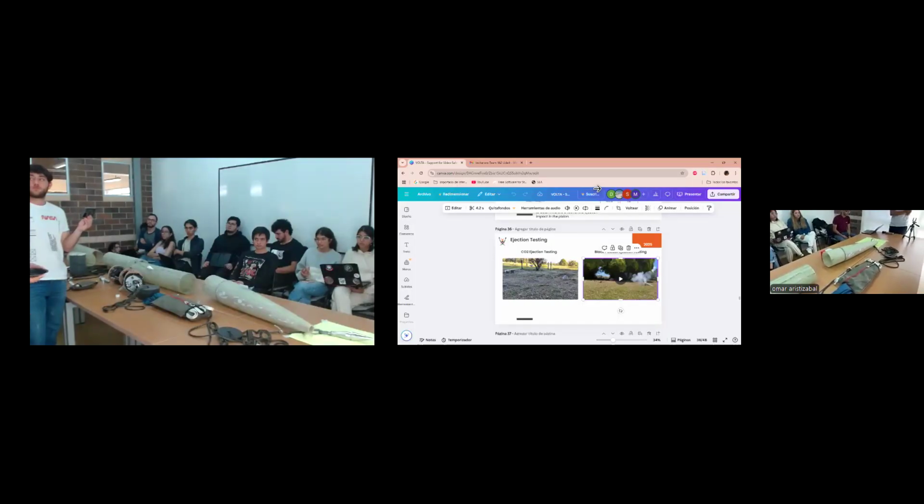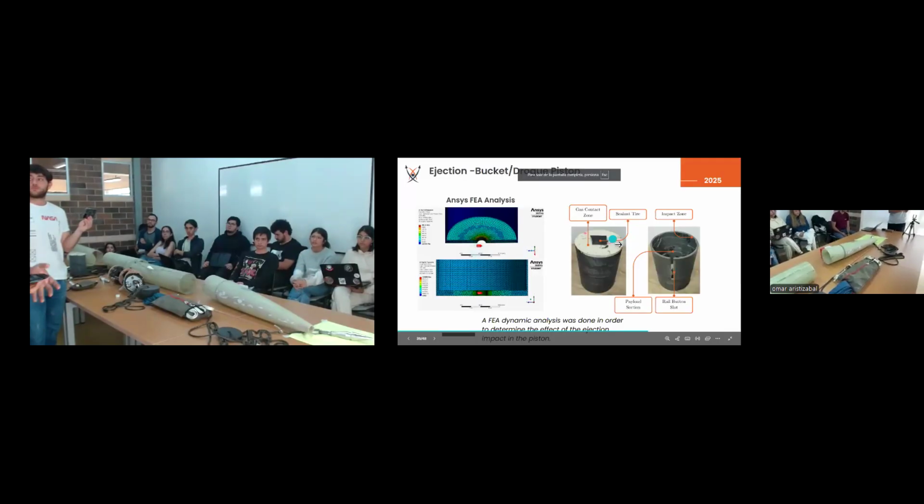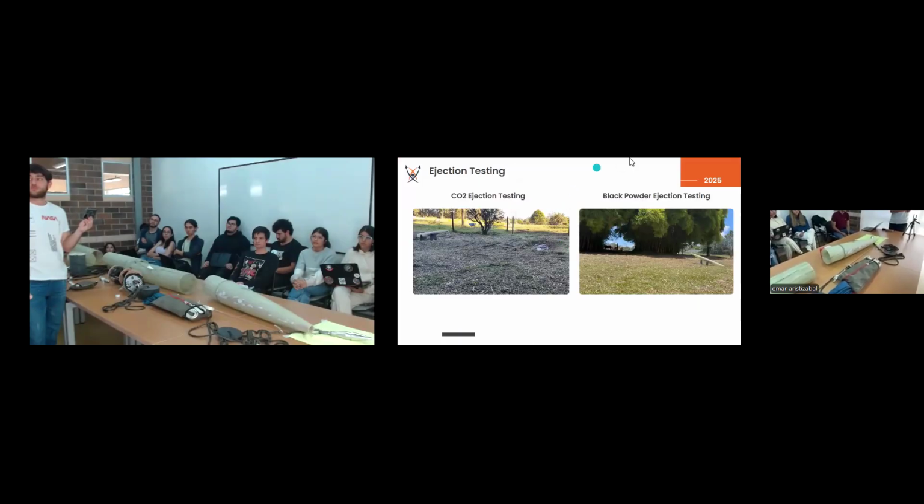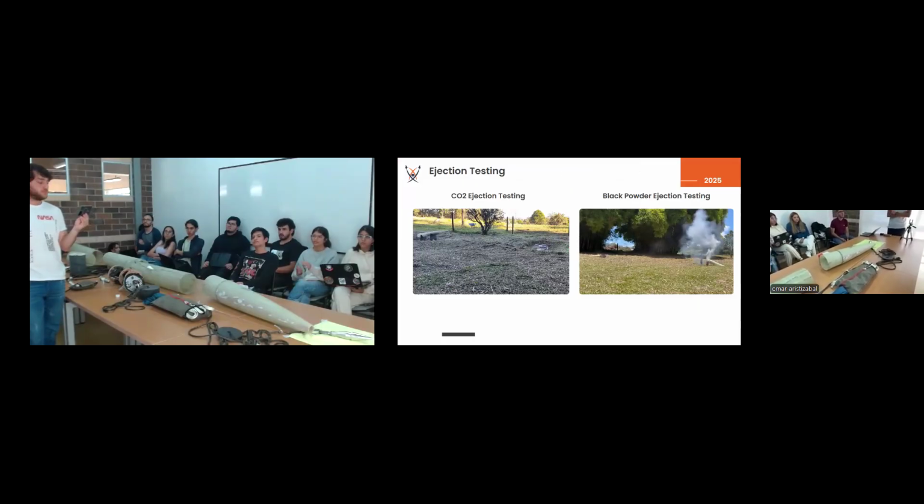And have you completed your ejection testing yet? Yeah, we plan to show it a little further in the presentation, but we have already done some ejection testing. For example, this is the nose cone ejection testing, and all the tests have been going well.